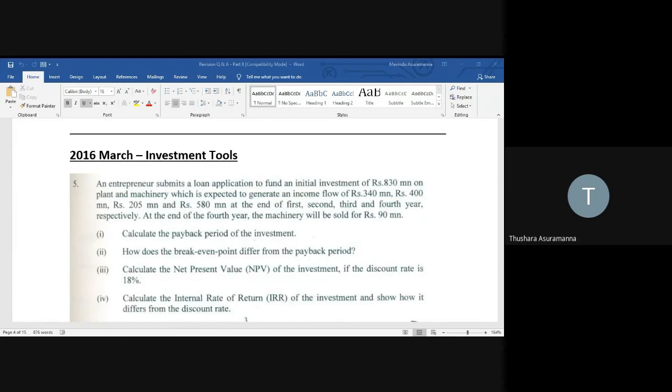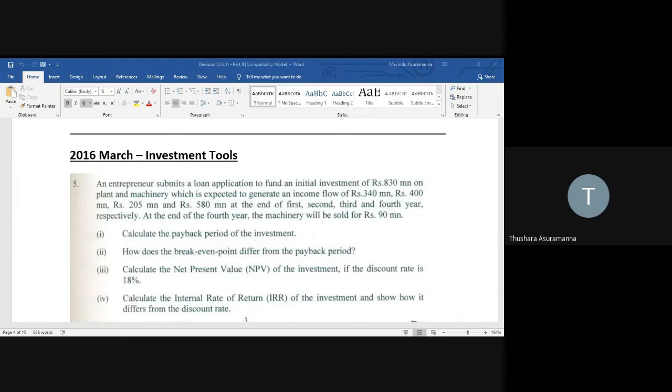An entrepreneur submits a loan application to fund an initial investment of 830 million on plant and machinery, which is expected to generate an income flow of 340, 400, 205, 580 at the end of the first, second, third, and fourth year. At the end of the fourth year, the machinery will be sold for 90 million. That's a residual value. So the first one is to calculate the payback.